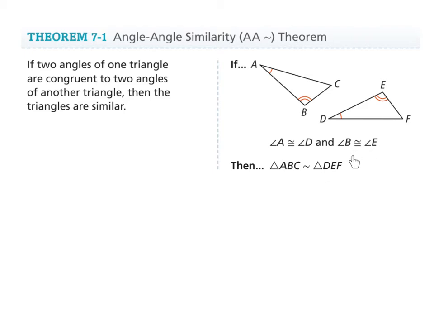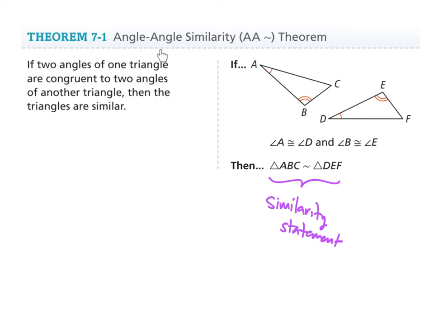Since B and E are congruent, B listed second here means that E needs to be listed second here, and that would leave the third vertices to be listed as the third letter in our similarity statement. That's what we call a similarity statement. Let me write that. That is called a similarity statement. And again, it gives you some information about what parts match with what.